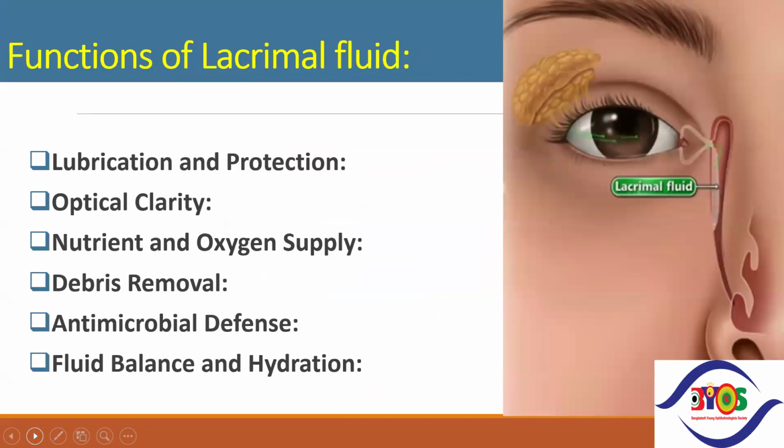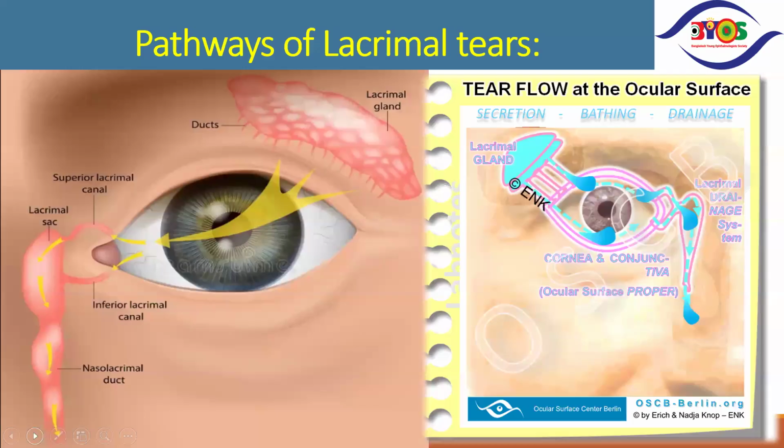The functions of the lacrimal fluid, we will not elaborate. Mostly the function of the lacrimal fluid is lubrication and protection. Then it gives optical clarity, supplies nutrients and oxygen, removes debris, and provides antimicrobial defense. Lacrimal fluid contains antimicrobial agents like lysozyme, lactoferrin, and immunoglobulins, which help to protect the eye from infections. And it also helps in fluid balance and hydration.